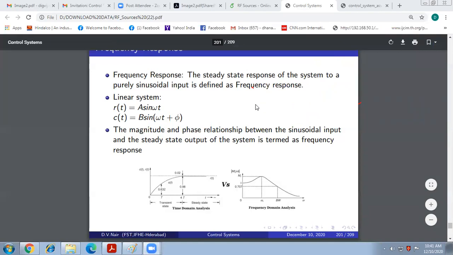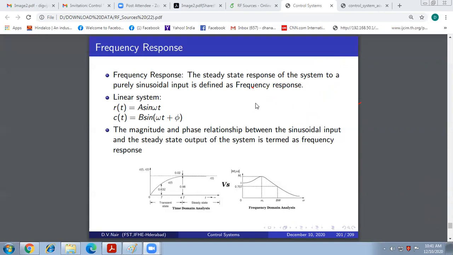And as I said, frequency domain means when we are in the frequency plane, looking at the behavior of the system and its output with respect to change in frequency of the input signal. To refine it further, let us understand the terminology for frequency response. It tells us the steady state response of the system to a purely sinusoidal input, right? The steady state response of a system to a purely sinusoidal input is defined as what?